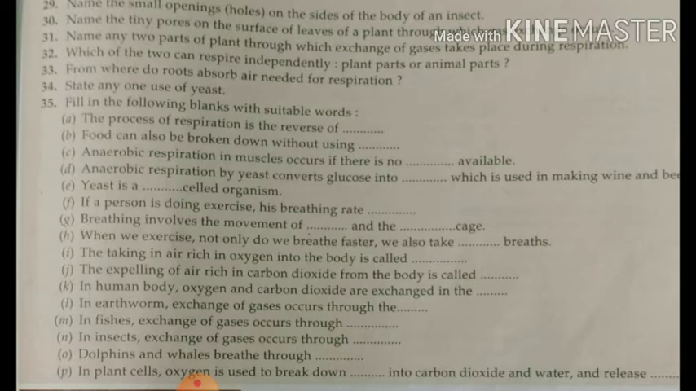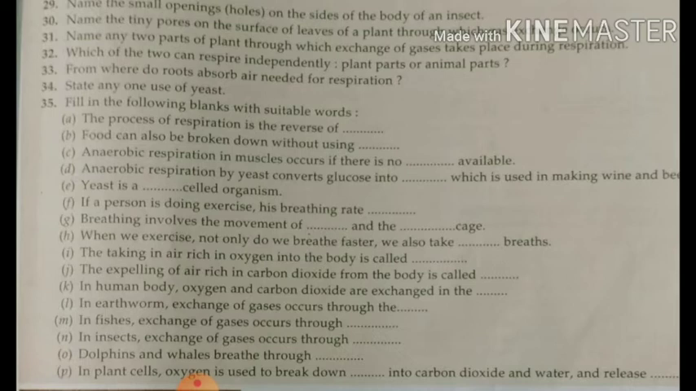Then E, yeast is a single-celled organism. Then F, if a person is doing exercise, his breathing rate increases. Then G, breathing involves the movement of rib cage and the diaphragm. So breathing involves the movement of diaphragm and the rib cage. Okay. Now H, when we exercise, not only we breathe faster, we also take dash breaths. So answer is deep. Then I, the taking in air rich in oxygen into body is called inhalation.